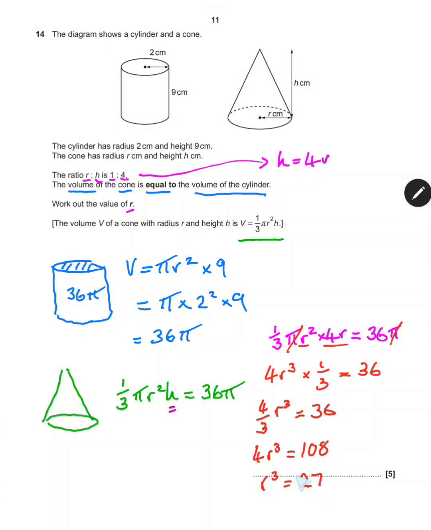And this has landed on quite a nice number, because if r cubed equals 27, then r is the cube root of 27. And I know that 3 times 3 is 9, times 3 again is 27. The cube root of 27 is 3.